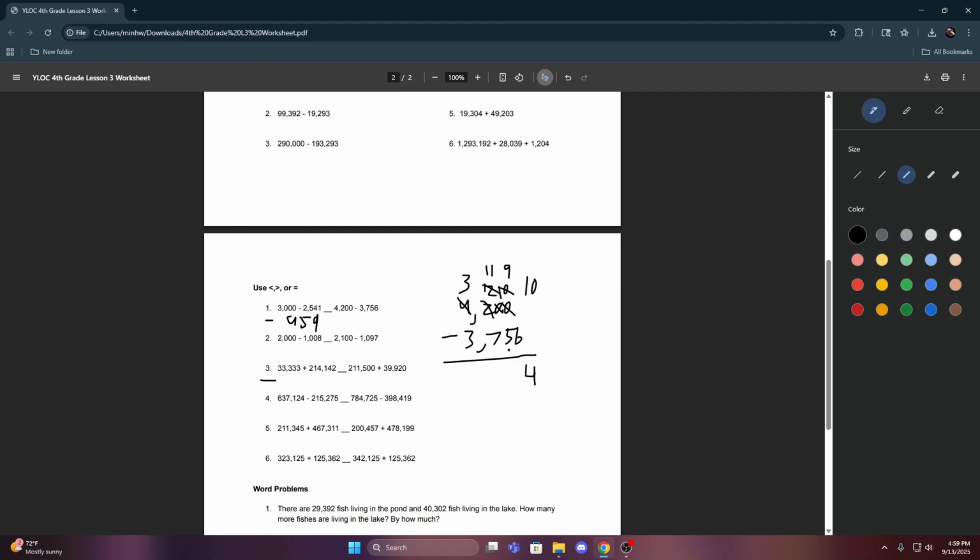9 minus 5 is also 4. 11 minus 7 is also 4. And 3 minus 3 is 0. So this is our answer here. So 4, 4, 4. Now we can just make this comparison right here, which you can tell 459 is definitely greater than 444 because that tens place is already one value greater. So thus, the sign will go this way.